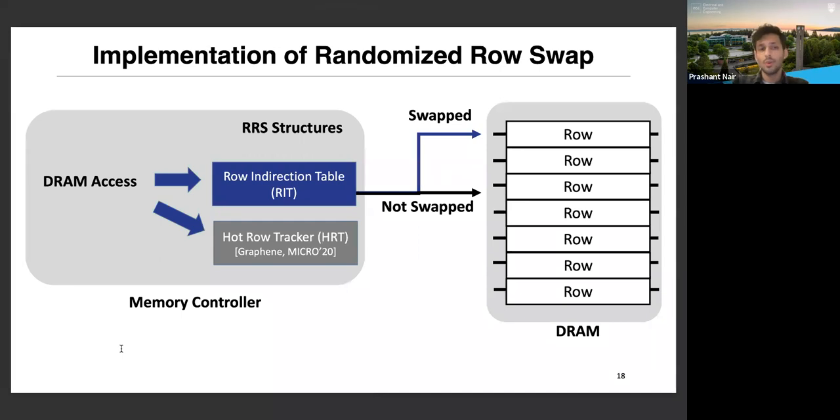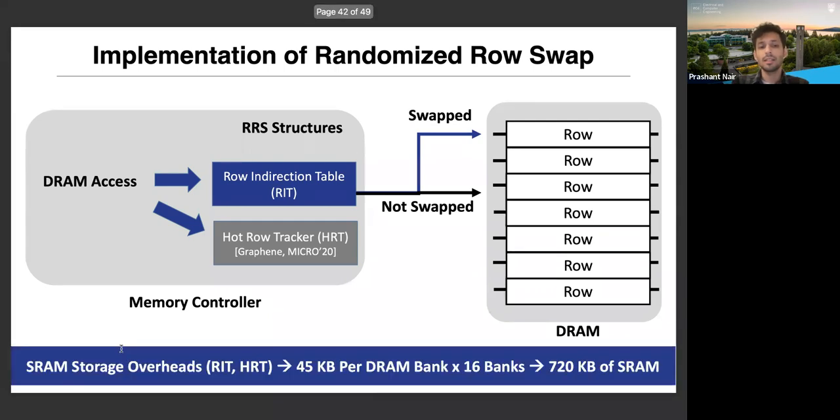Given that you have secure tracking, these RRS structures are sized such that their overheads are low. For instance, the SRAM overhead for RIT and HRT combined is 45 KB per DRAM bank. And as we simulate a DDR4-based system, we use 720 KB of SRAM per channel.